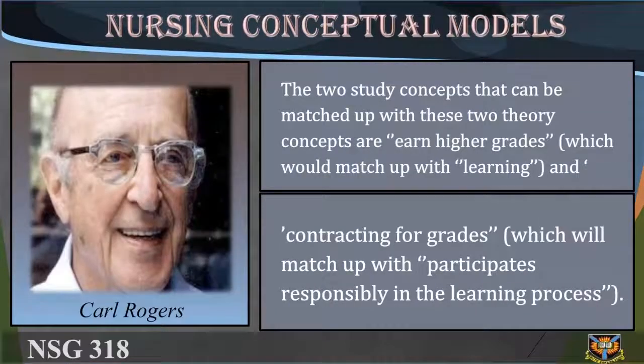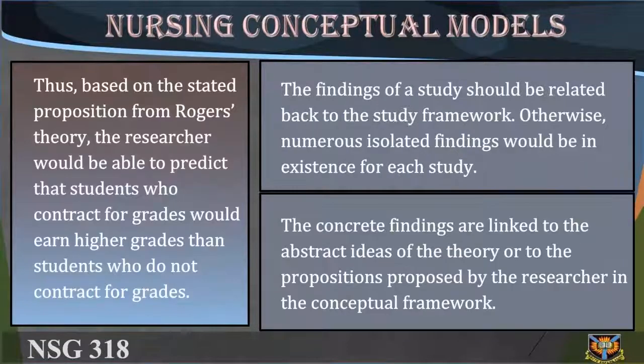The two study concepts that can be matched up with these two theory concepts are earning higher grades, which will match up with learning, and contracting for grades, which will match up with participating responsibly in the learning process. Thus, based on the stated proposition from Rogers' theory, the researcher will be able to predict that students who contract for grades would earn higher grades than students who do not contract for grades.